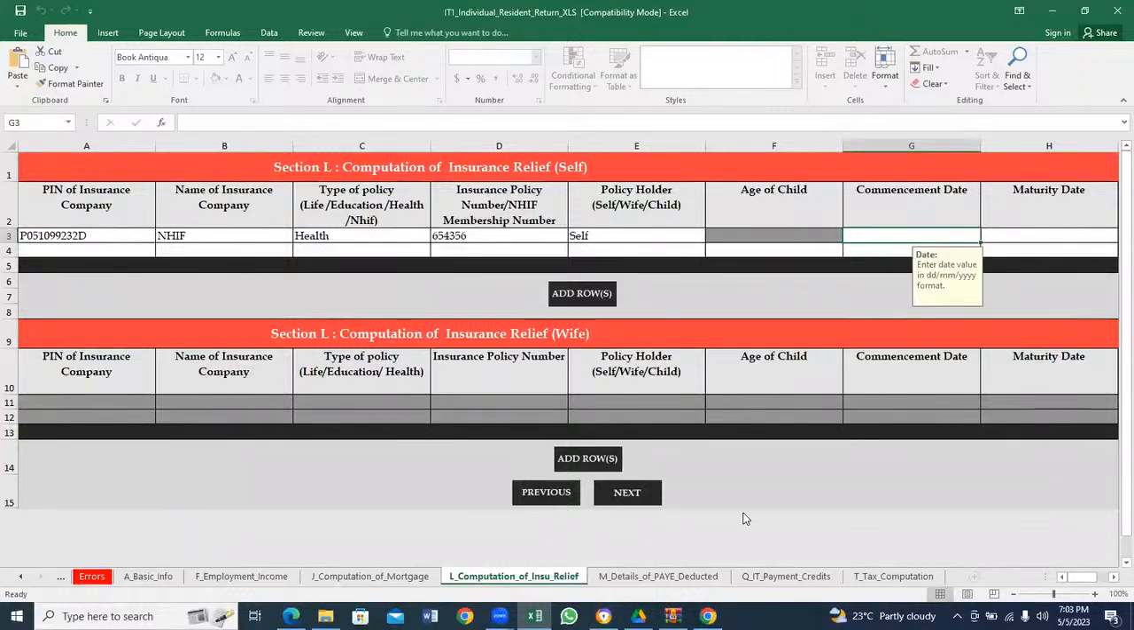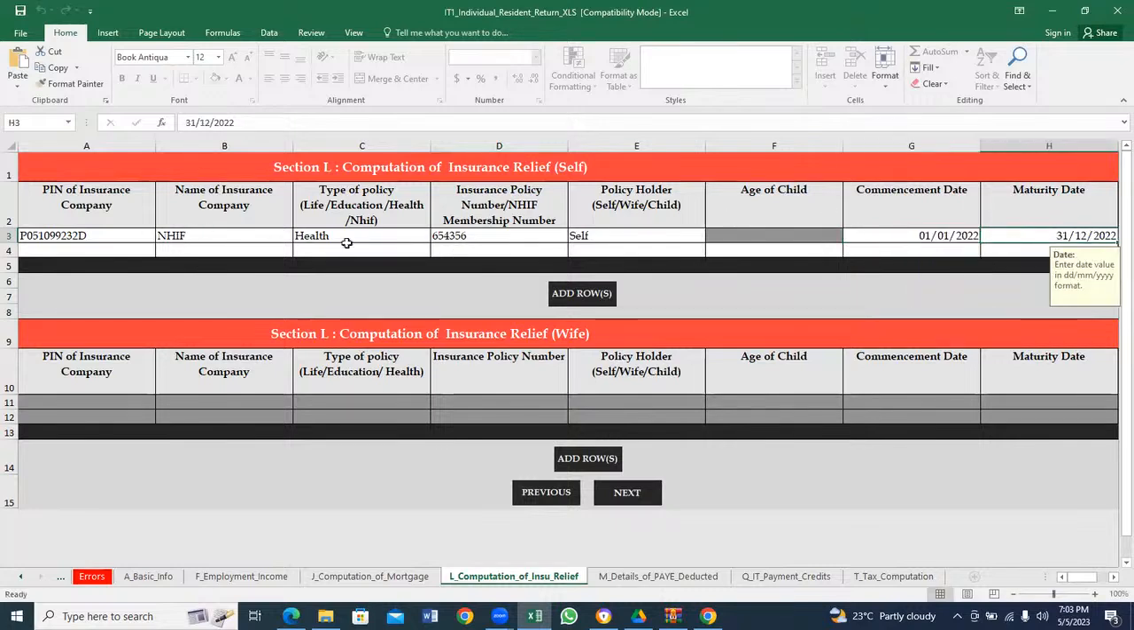Of course, it is the year 2021. So come and put 01/01/2021. Maturity date is the end of the year, 31st of December 2022. It's supposed to be 2022, sorry. So this one also is supposed to be 2022. I hope you are following, Baraza. So this is how you claim NHIF.